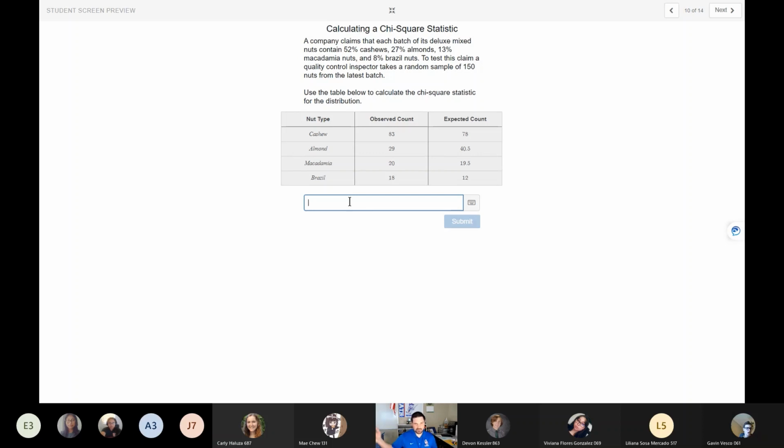We don't want to keep the whole decimal, but we don't want to round off too much. If you don't remember the formula, screen 3 has the formula for calculating our chi-squared statistic.